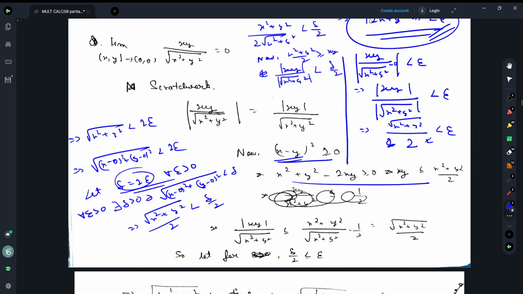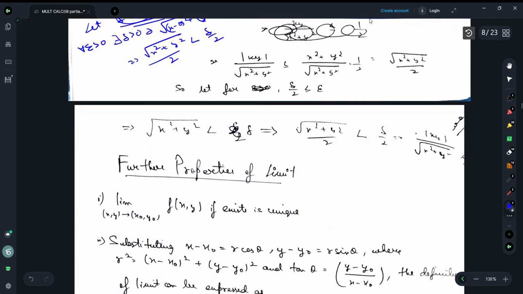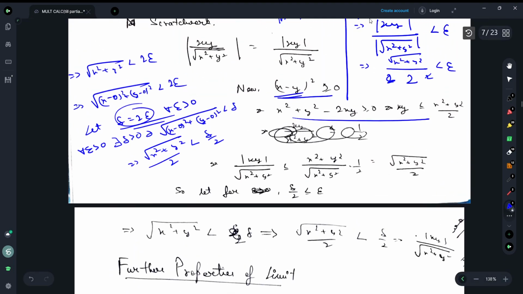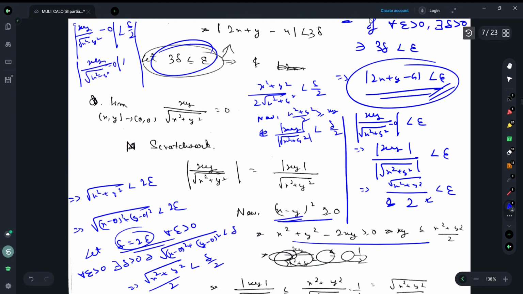Okay, now from here we can say, I'm doing the rest of the calculation here. From here we can say mod of xy by root over of x square minus y square minus 0 is less than delta by 2, and delta was equal to 2 epsilon, right? So putting delta equal to 2 epsilon here, we get xy by root over of x square minus y square minus 0 is less than epsilon.